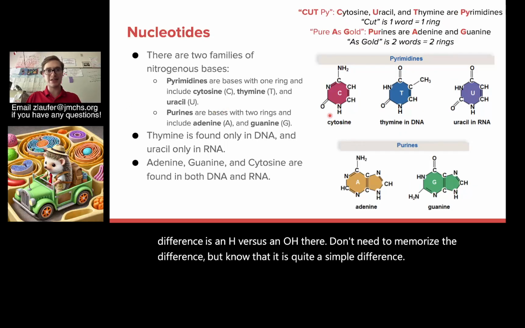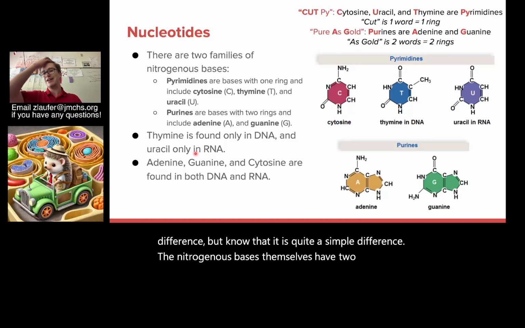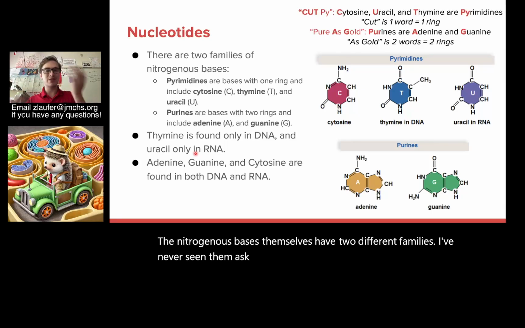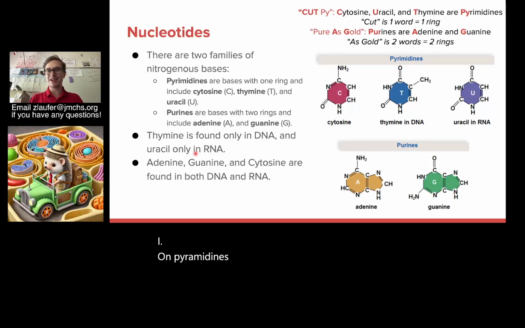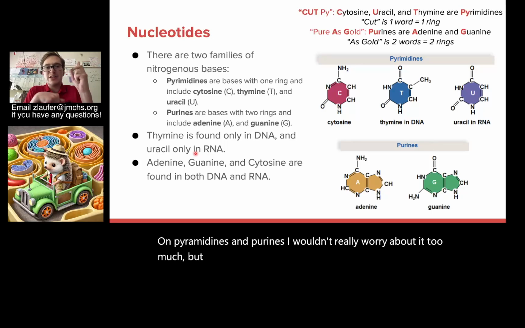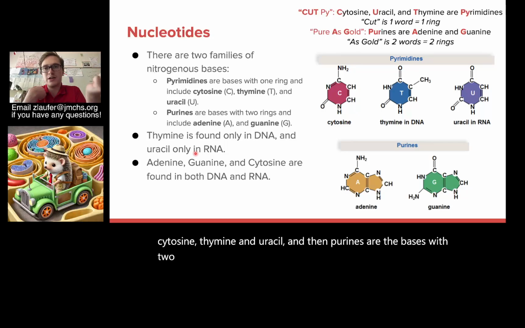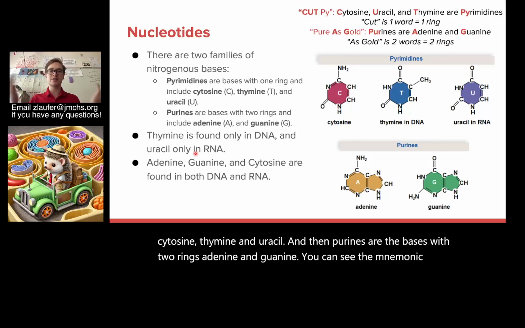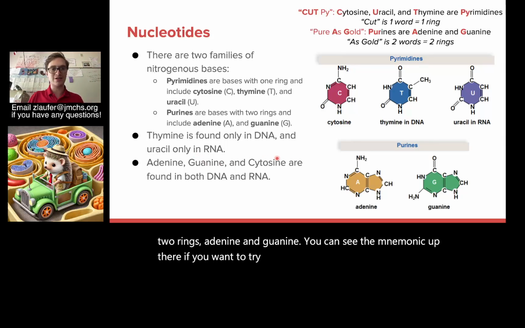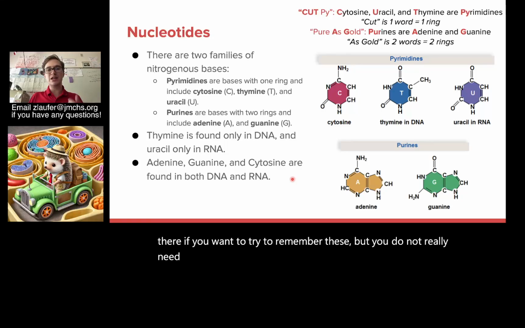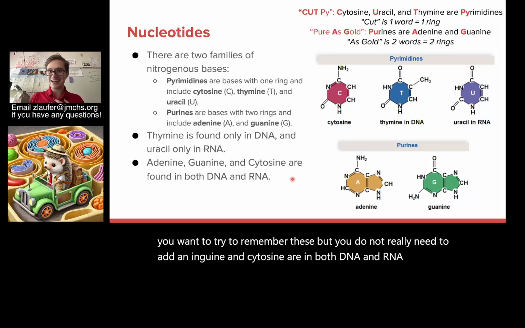The nitrogenous bases themselves have two different families. I've never seen them ask questions on this, but they theoretically could. On pyrimidines and purines, I wouldn't really worry about it too much, but pyrimidines are bases with a single ring, so cytosine, thymine, and uracil. And then purines are the bases with two rings, adenine and guanine. You can see the mnemonic up there if you want to try to remember these, but you do not really need to. Adenine, guanine, and cytosine are in both DNA and RNA, but thymine is only in DNA and uracil is only in RNA.